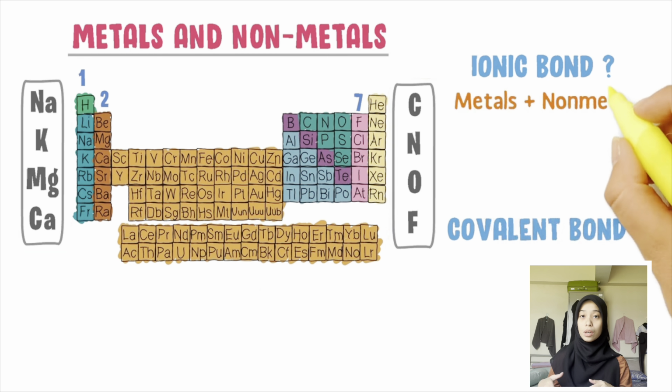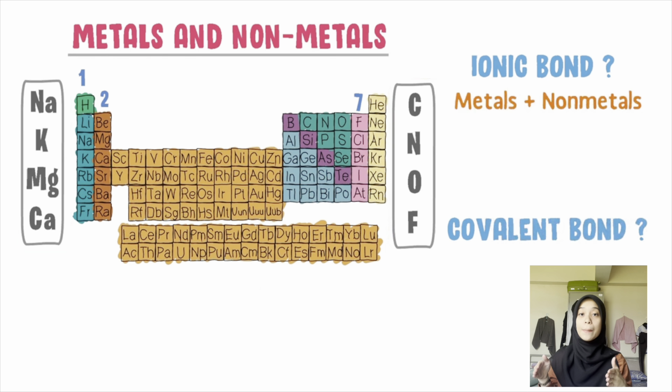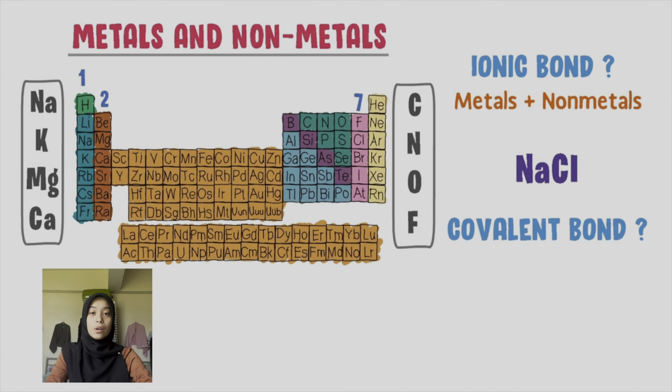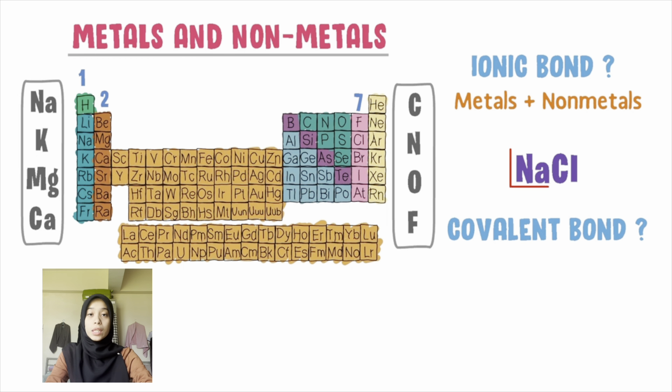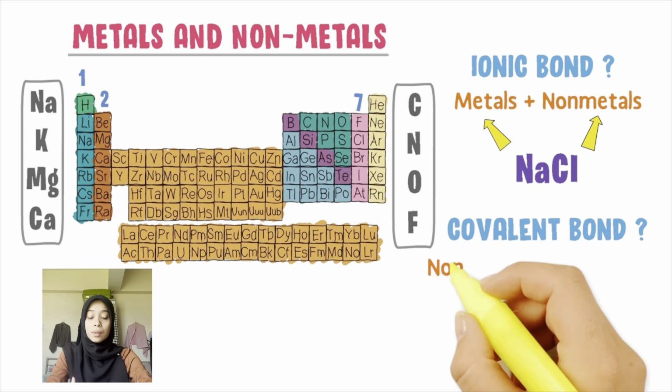Ionic bond occurs when metal elements and non-metals combine chemically, and they will form an ionic bond. For example, sodium is a metal, while chlorine is a non-metal. Moreover, we already know that sodium is a cation and chlorine is an anion.